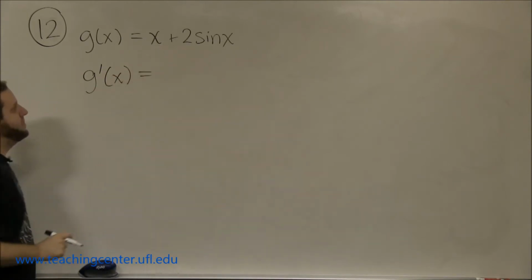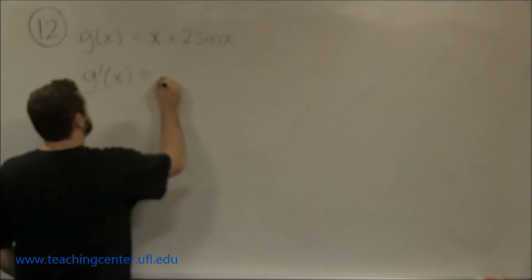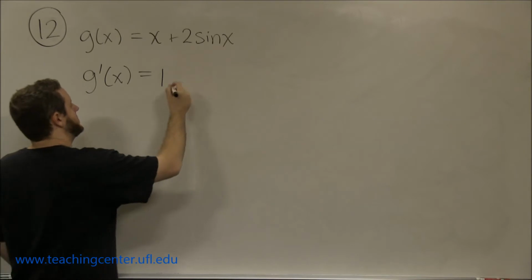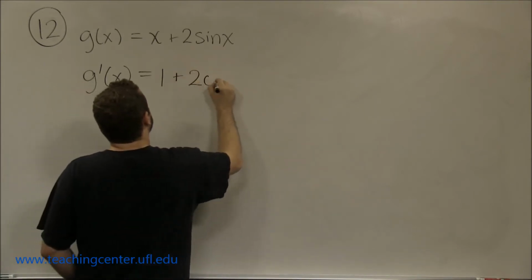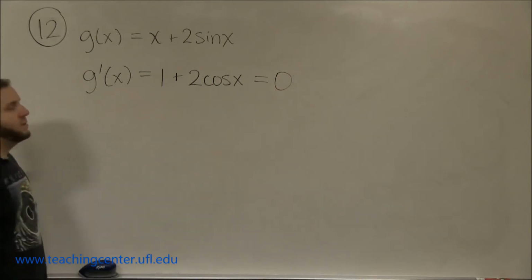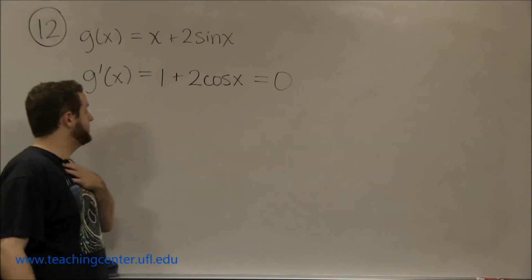So the derivative here should be pretty simple. There's nothing real special about these functions here. The derivative of x is 1. The derivative of sine x is cosine x, and it's still multiplied by 2. So our derivative is just 1 plus 2 cosine of x, and we want that to be equal to 0 in order to find the horizontal tangent line.